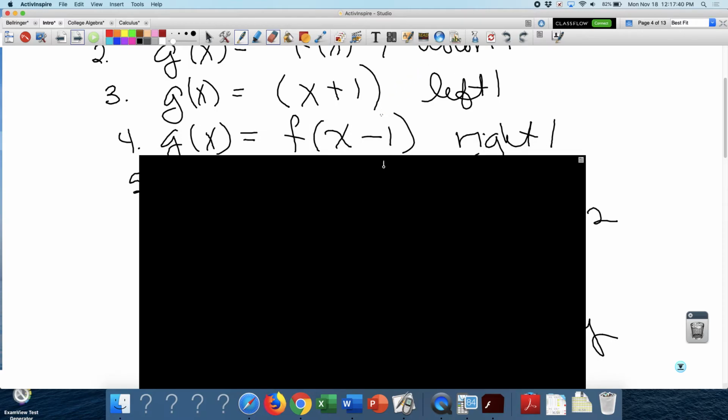All right. Now look, this -1 is inside the brackets, so that means it doesn't act like it's supposed to. You would think left 1, but it's really right 1.